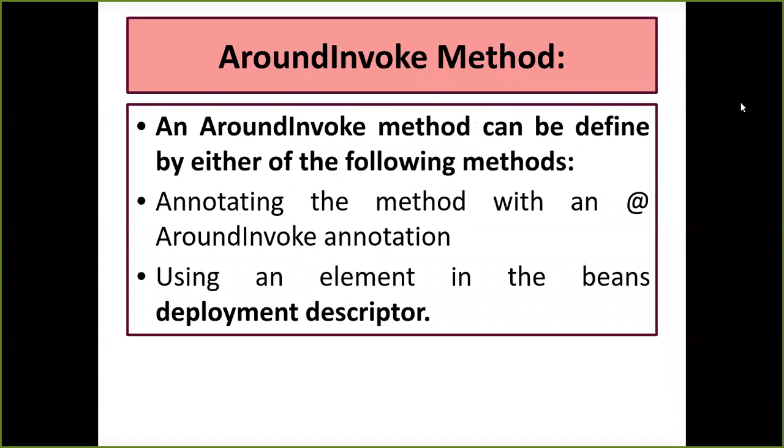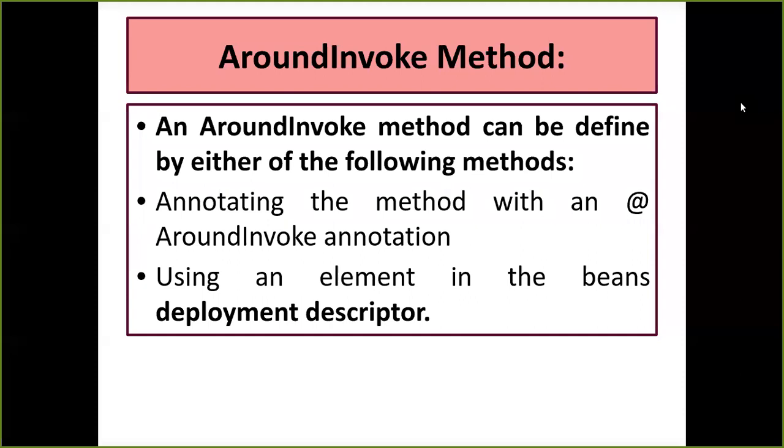Okay, we'll have one program at the end of this chapter, so don't worry about how to use it and all those things. We can have the @AroundInvoke annotation directly written into the logic. Or else we can use a similar kind of element in the file called the deployment descriptor. If you remember, a deployment descriptor is an XML file.